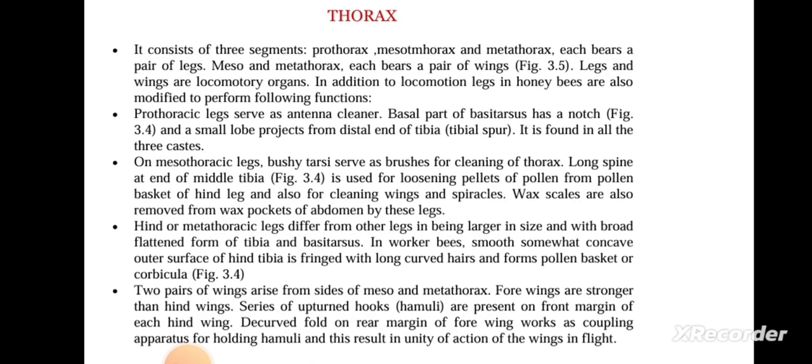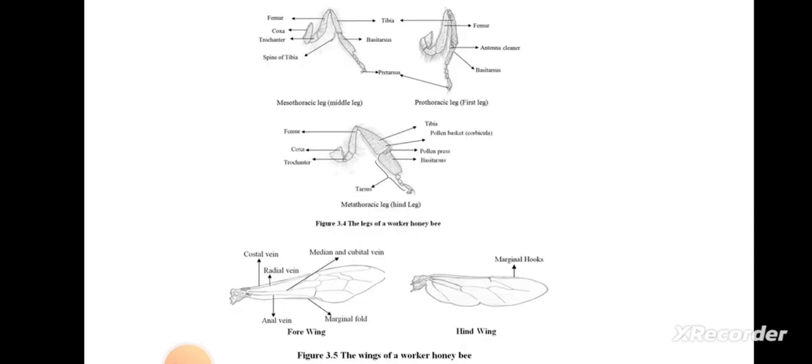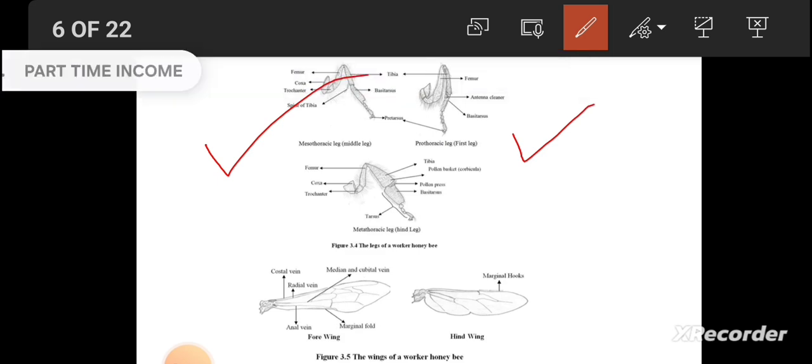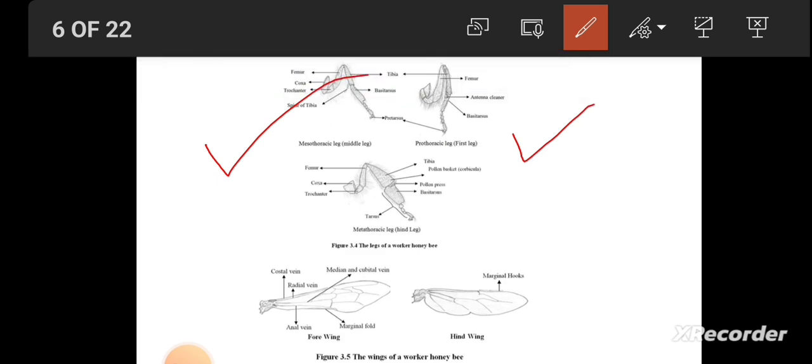Next is thorax. Thorax consists of three segments: prothorax, mesothorax and metathorax. Each bear a pair of legs. Here you can see pair of legs are having different size and shape. The first one here, this is mesothoracic leg, means middle leg. Then first leg is having more segments. Then the hind leg or the legs of worker honeybee, that is metathoracic leg. All are having different size and functions.